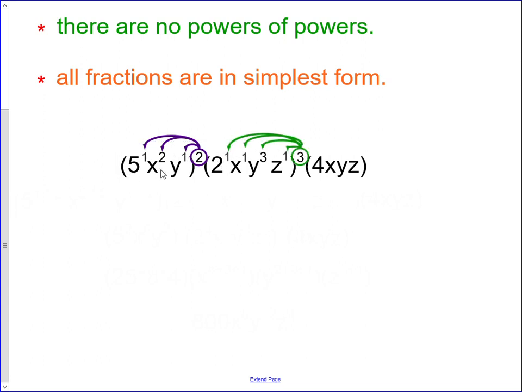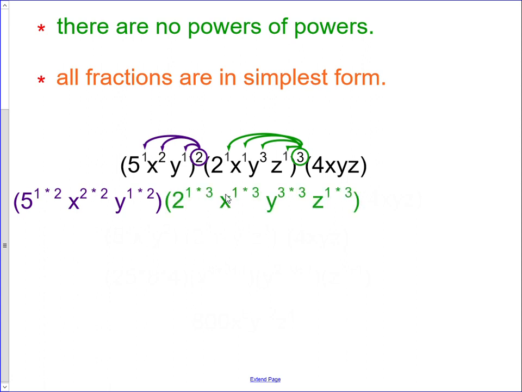So let's take a look at the first one. When we simplify it, since this is raising it to the second power, we're going to have 5 to the 1 times 2 power. We're going to have x to the 2 times 2 power, and y to the 1 times 2 power. On our next expression, we're going to have 2 to the 1 times 3 power, because we're raising all of this to the third power. We're going to have x to the 1 times 3 power, y to the 3 times 3 power, and z to the 1 times 3 power.